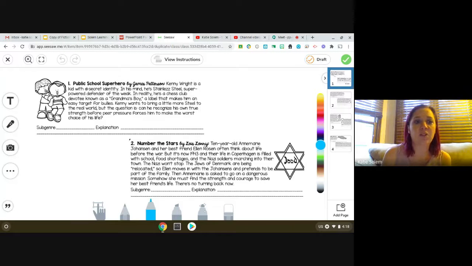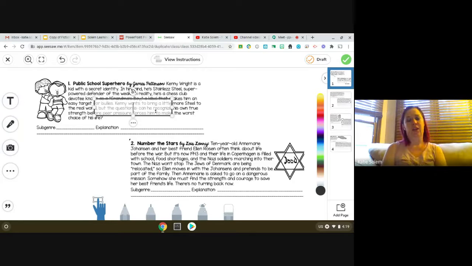and then you're going to go through and read these passages and try to figure out, what subgenre do you think this is? Do you think it is historical fiction, science fiction, fantasy, or realistic fiction? You're going to make a text box and write what you think it is. And then for explanation, I'd like you to just say why. Why did you think that? Why did you think it was fantasy or science fiction?